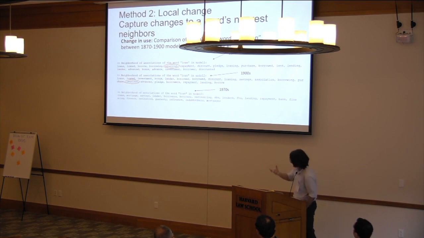In the 1870s, we can see that in the context of a word like loan, usury was more argued, or the judges wrote about it more. We see that in the 1900s, the idea of usury or usurious loans is going down in the nearest neighborhood. And then in the 1970s, it completely disappears, right? We don't even see it. It's somewhere really far away. Now, what can we infer from this?